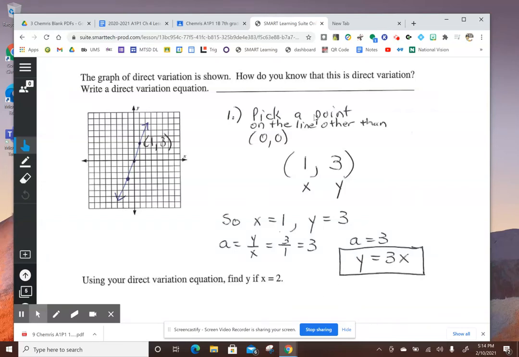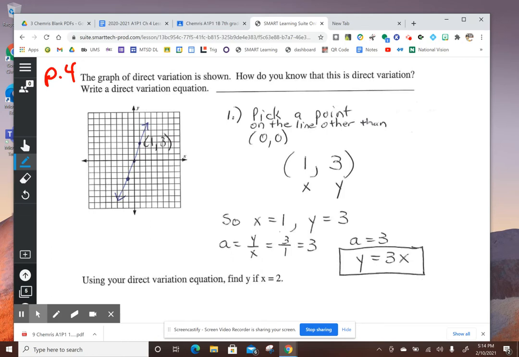Okay, so now we're on page 4 of your third chapter 4 packet, 4.6 to 4.7. And this is page 4. And this says the graph of direct variation is shown. How do you know that this is direct variation?